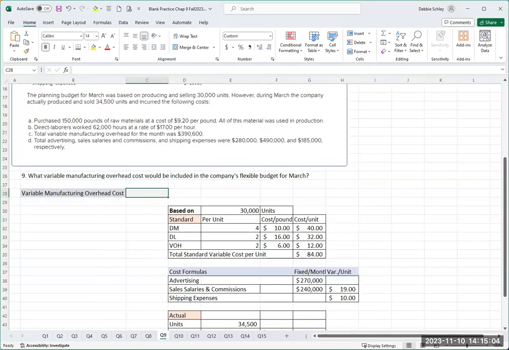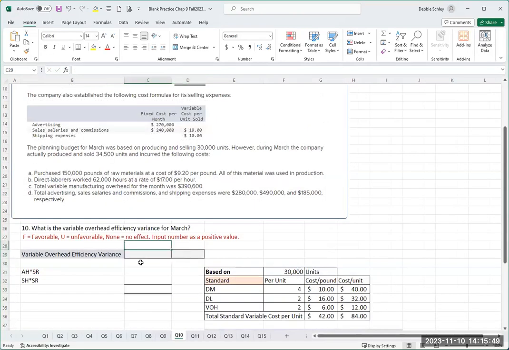Okay, question 9. Variable manufacturing overhead cost would be included in the company's flexible budget for March. So again, that's going to be actual units. And I'm going to times that by the variable overhead cost per unit, that $12 right there. And so that is the variable manufacturing overhead cost that will appear on the flexible budget for March. So again, variable overhead, the $12 and the actual units.